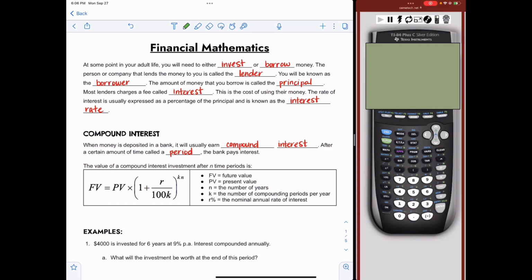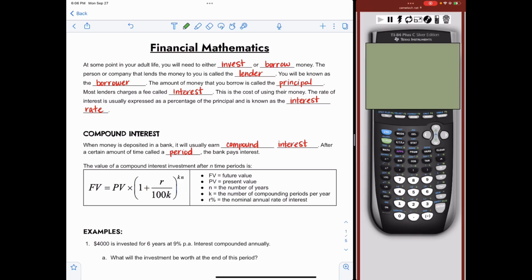Hello, today we're going to talk about financial mathematics. So, at some point in your adult life, you will either need to invest or borrow money. And in this case, the person who lends the money to you will be called the lender, and you will be known as the borrower.